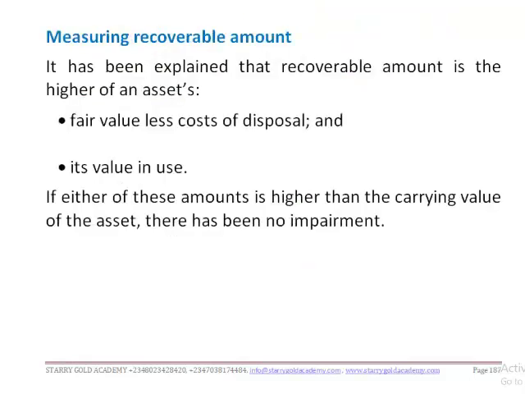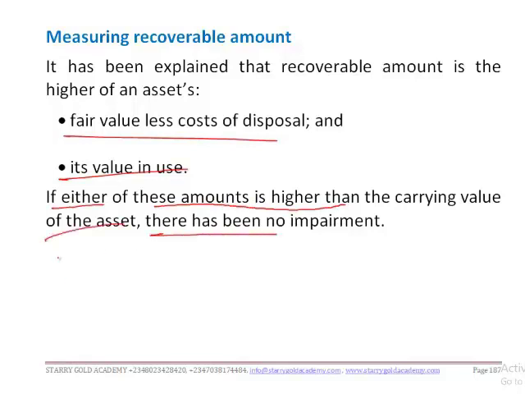Let's take our measurements, or measuring recoverable amount. It has been explained that recoverable amount is the higher of fair value less cost of disposal and value in use. So if either of these amounts is higher than the current value of the asset, there has been no impairment. Say for instance, the fair value of an asset is 500,000, and the value in use is 400,000. And the estimated cost of putting the asset to sale is 150,000.